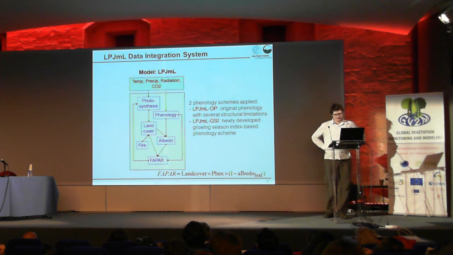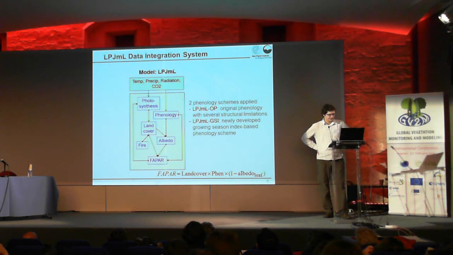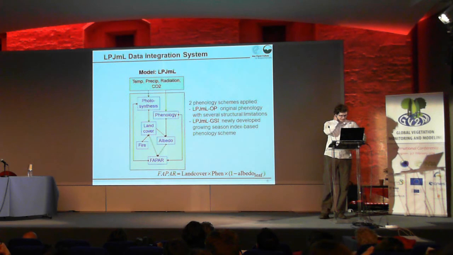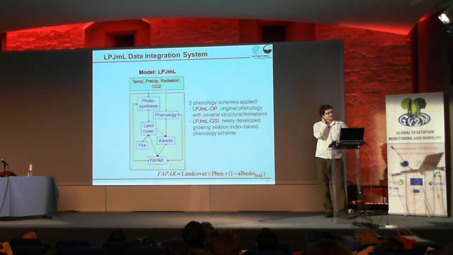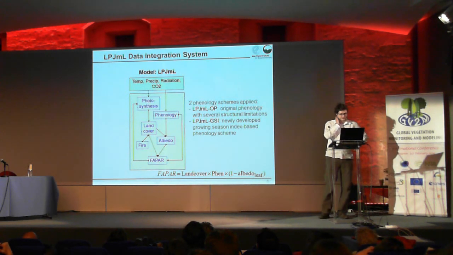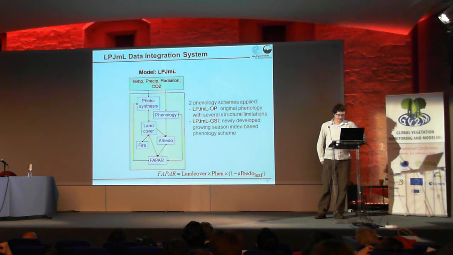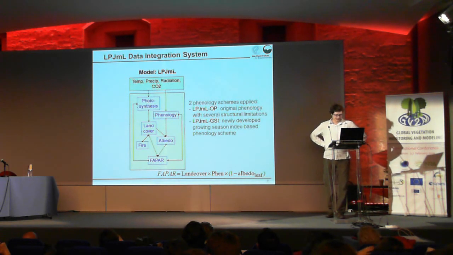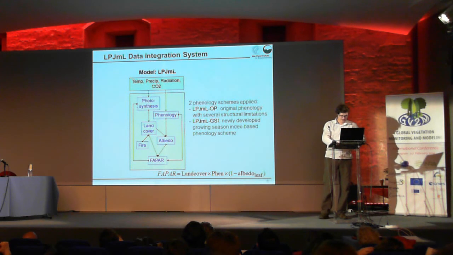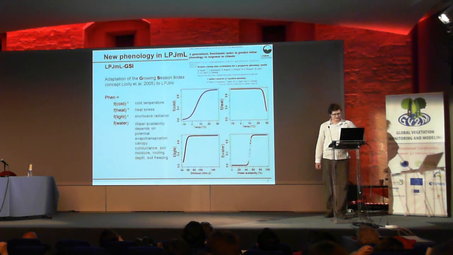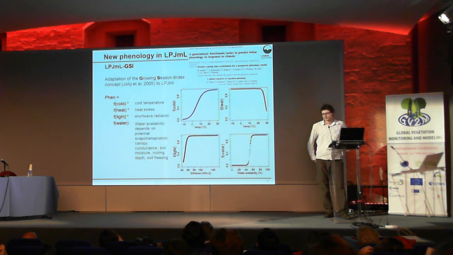Two different phenology schemes were applied here. The original phenology, from now on called OP, has several structural limitations. So, for example, it is not at all dependent on water and light availability. And then Matthias implemented the growing season index phenology into the model. This is what I want to explain now.